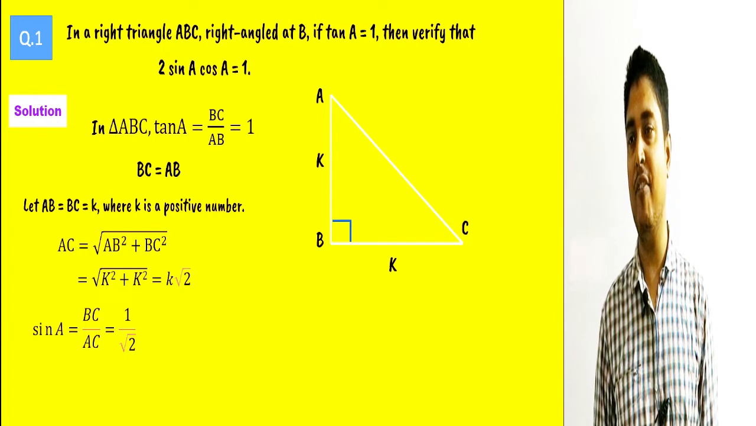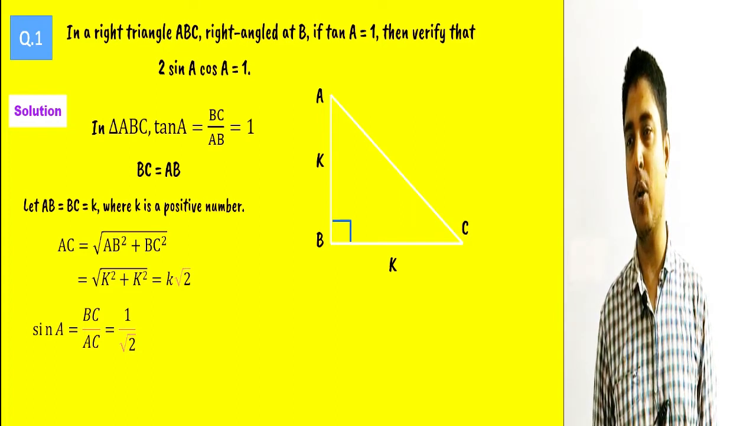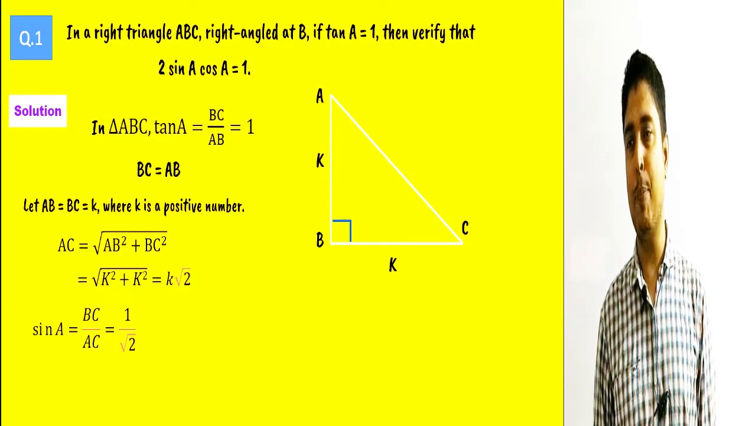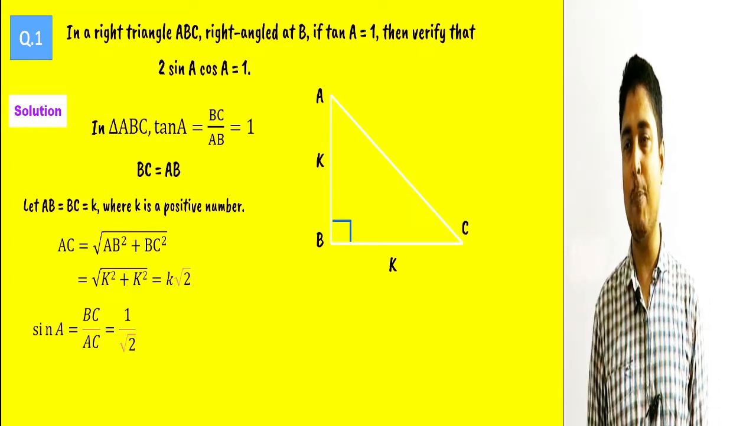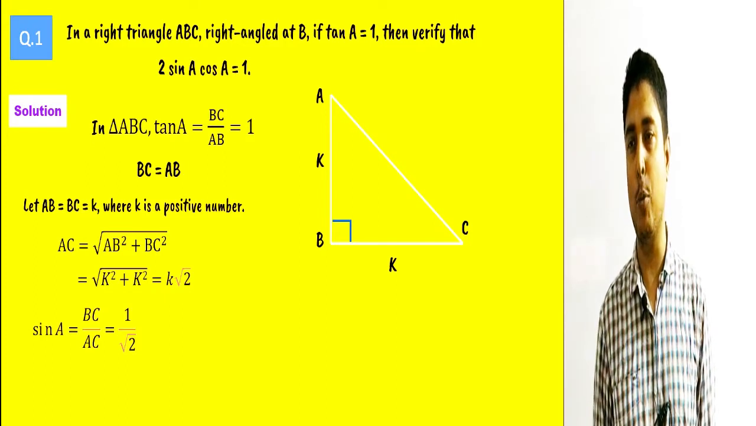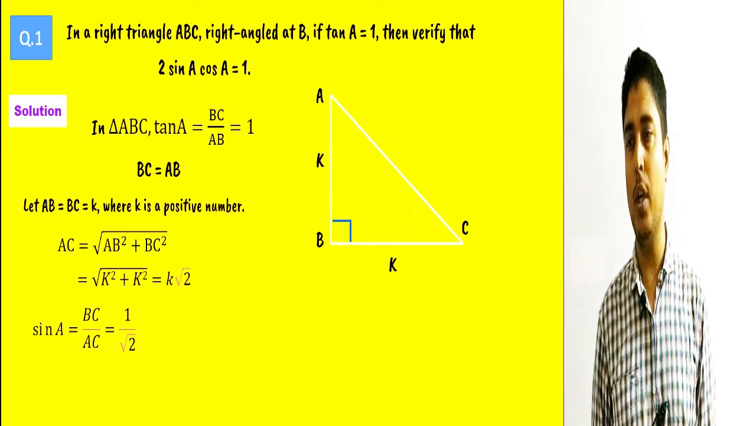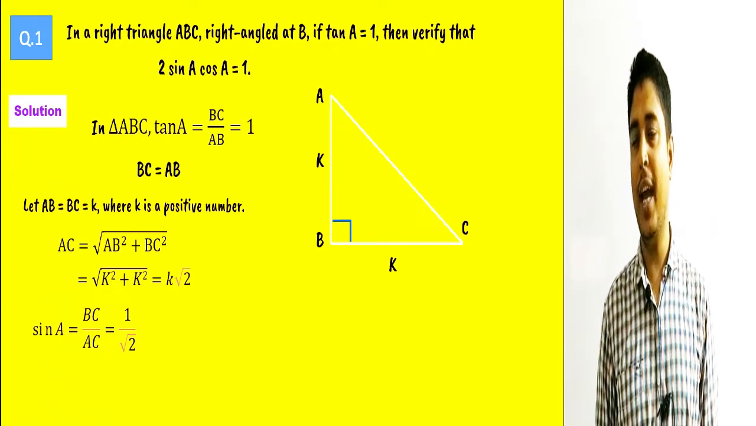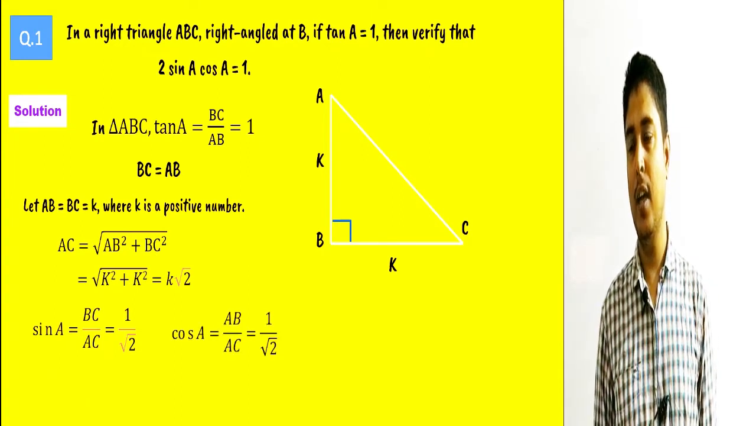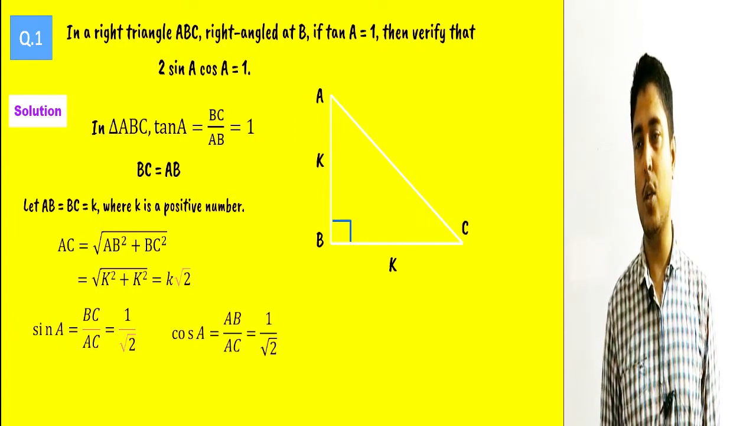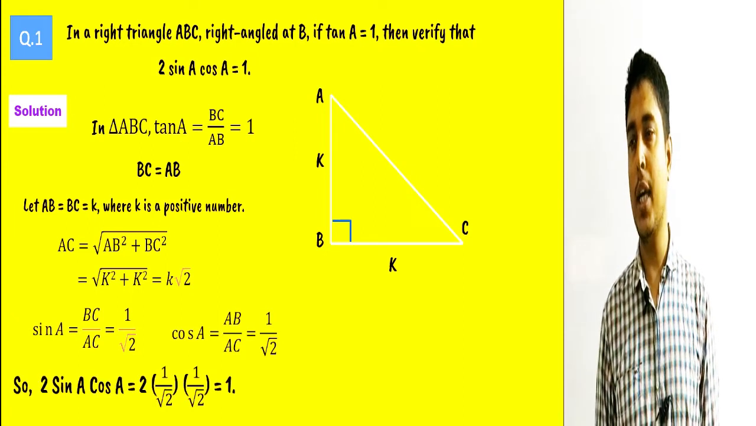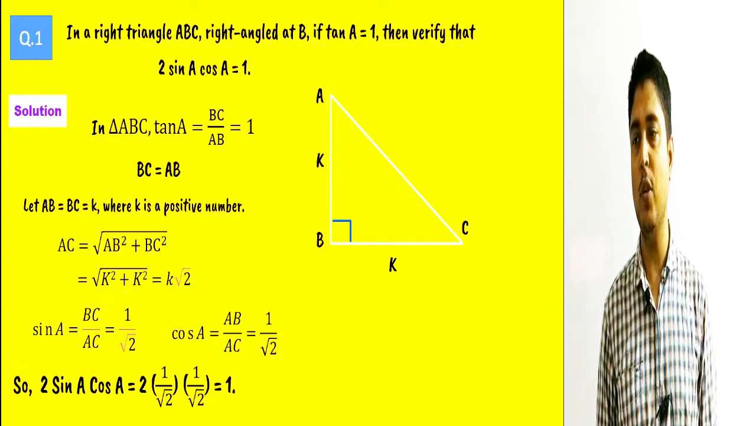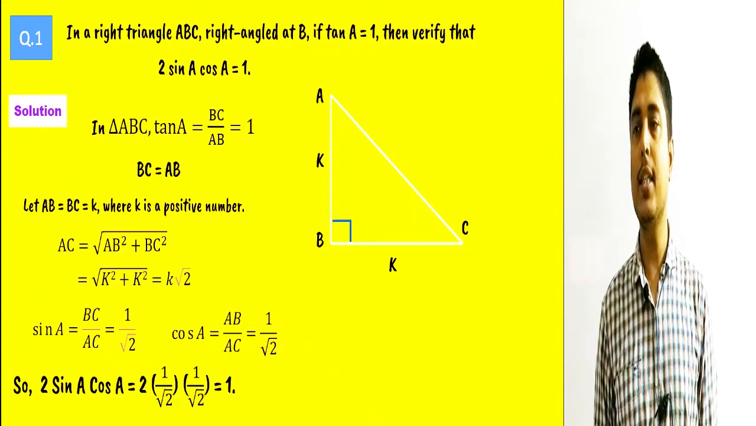Now sine of A will be equal to perpendicular BC upon hypotenuse AC. Why will AC be the hypotenuse? Because it is the side opposite to 90 degrees. Hence AC will be my hypotenuse. And why will BC be my perpendicular? Because that is the side opposite to angle A. So we have calculated sine of A, and similarly we calculate cos of A. Now 2 times sine A into cos A must be equal to 1. You will simply put the value of sine A and the value of cos A, and you will get 1. This is one method.